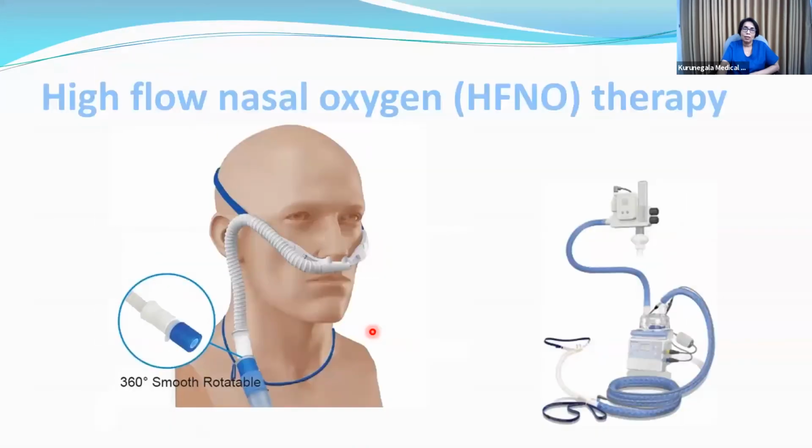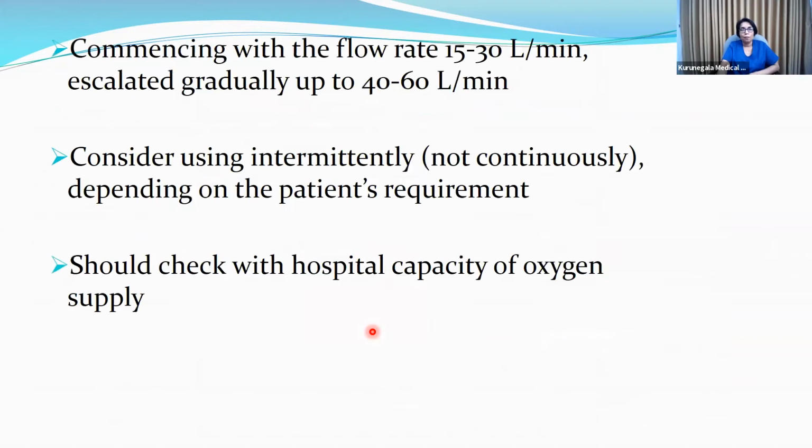High flow nasal oxygen therapy. In our video clip, we will be explaining how it is fixed and how it is used. The problem with these high flow devices is they need very high flow rates to supplement. Flow rate can go up, commencing with a flow rate of 15 to 30 liters per minute, fairly high, and we will have to escalate up to 40 to 60 liters per minute.